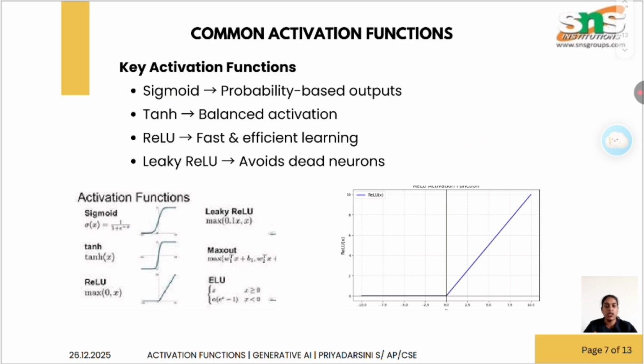It is balanced around 0. And ReLU is the rectified linear unit. It is simple, fast, and computationally efficient. That is why it is very popular. It is used for fast and efficient learning. Okay, Leaky ReLU solves the dead neuron problem of ReLU by allowing a small gradient when the input is negative.